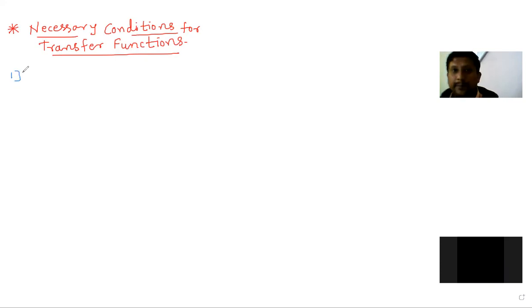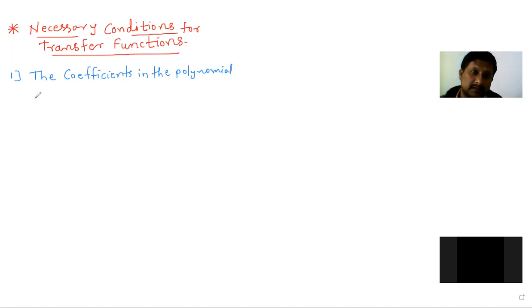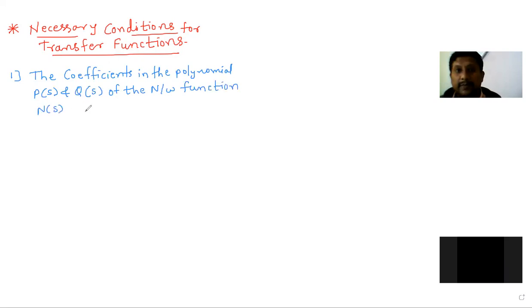The first one is the coefficients. The coefficients in the polynomials P of S and Q of S of the network function N of S must be real and negative.